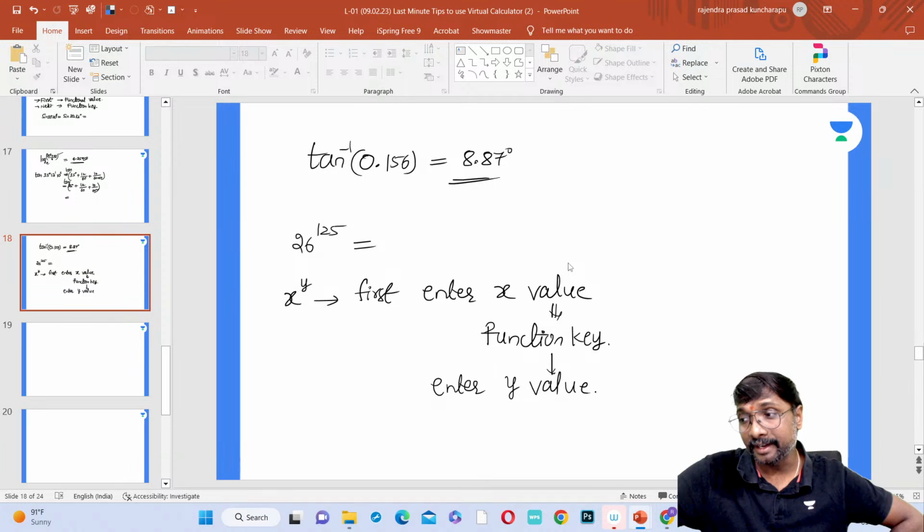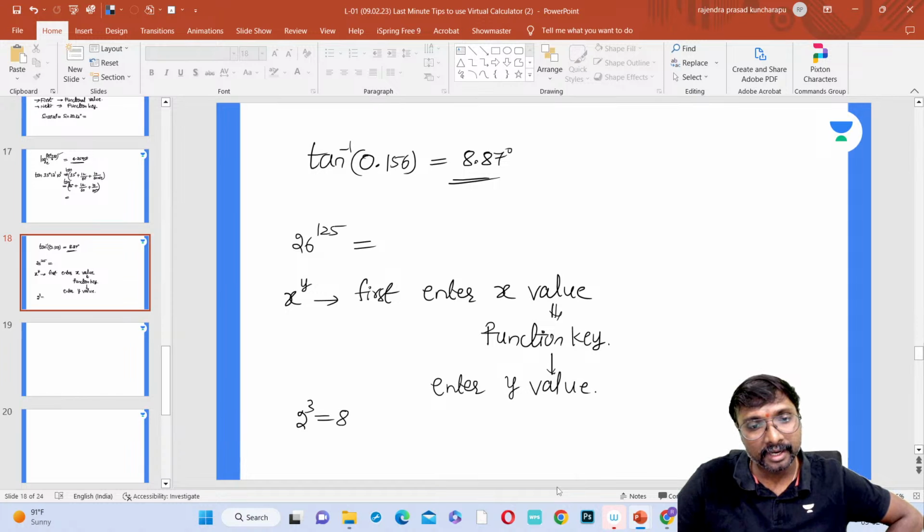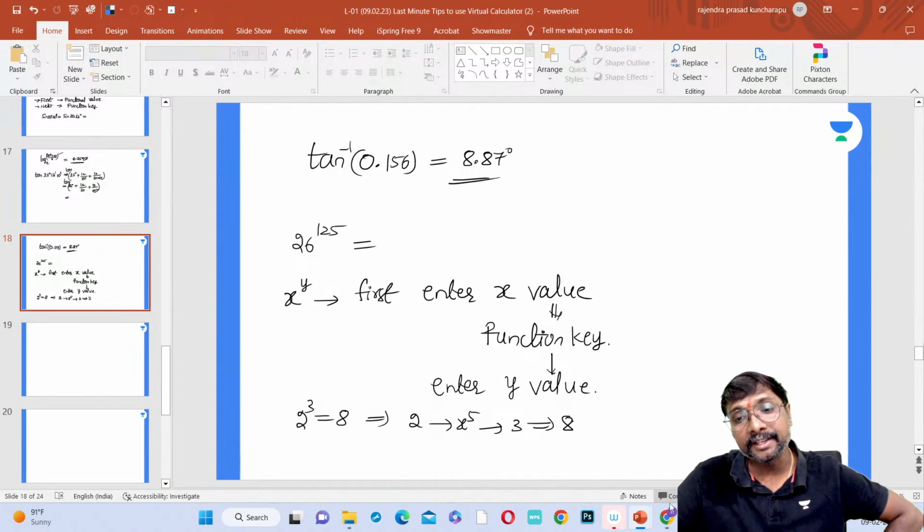So these are important. These points are very, very important. If you get confused, the entire calculation will be gone. Then enter this y value. So 2 power 3 gives 8. So first you enter 2, then the x power y function, then after that you enter 3, then it will become 8, right?